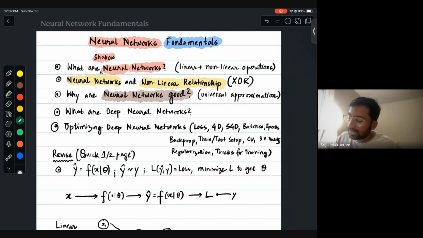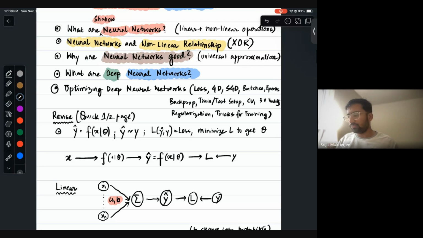Then we will move ahead to discuss what shallow neural networks are, and then we will move ahead to discuss deep neural networks. And if we have time, we will go on to discuss optimizing deep neural networks, and that will continue over to the next week. So let's first revise. We will start by revising.